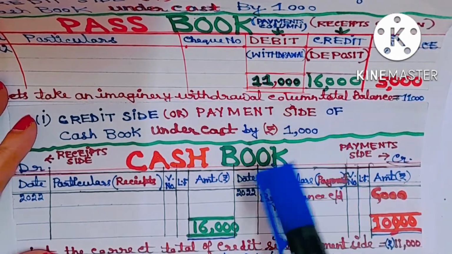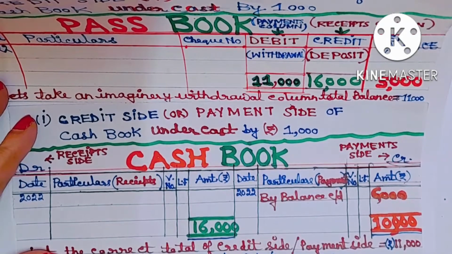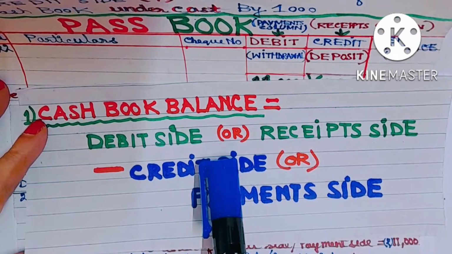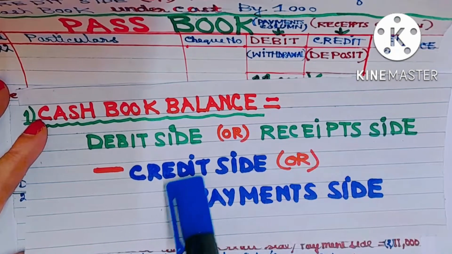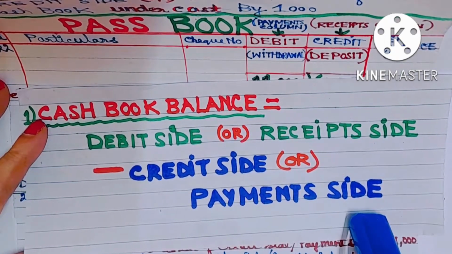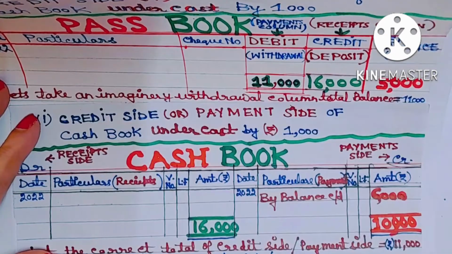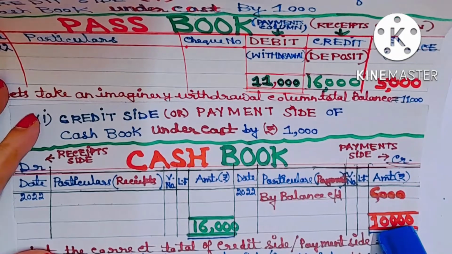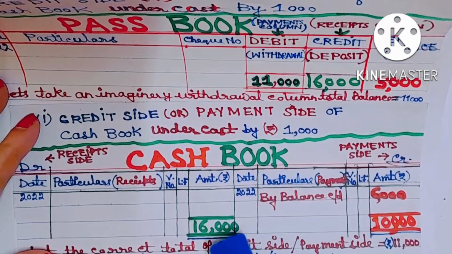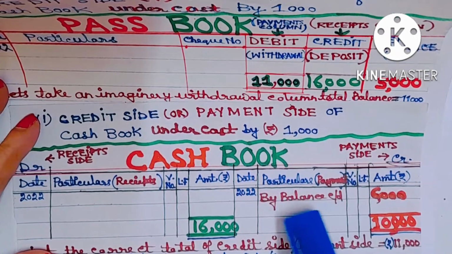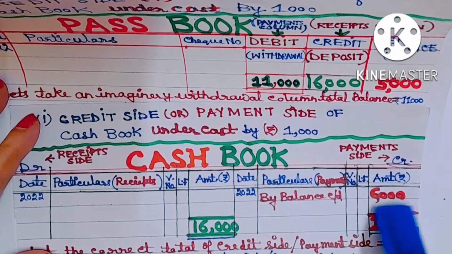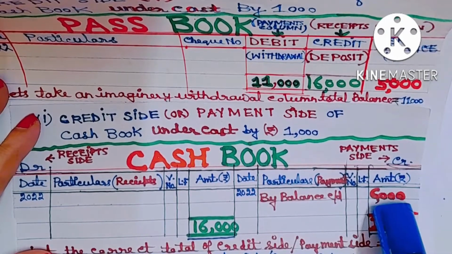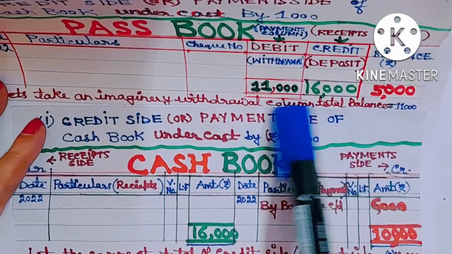See, the correct total is 11,000, but the businessman mistakenly made it 10,000. So how do we get the cash book balance? I told you, the cash book balance is equal to the debit side or receipt side minus the credit side or payment side. So the receipt side is 16,000 and the payment side is 10,000. So 16,000 minus 10,000, the cash book balance is 6,000. Balance a/d means cash book balance or cash in hand, 6,000. And what happened in the passbook? 5,000.